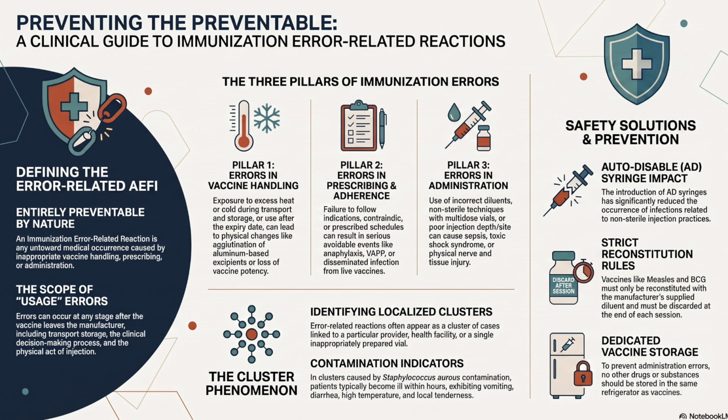These errors generally occur in 3 areas. First, vaccine handling and storage, including cold chain failure or use of expired vaccine. Second, prescribing errors such as giving the wrong vaccine, wrong dose, or ignoring contraindications. Third, administration errors, including incorrect injection technique, use of contaminated equipment, or improper reconstitution.